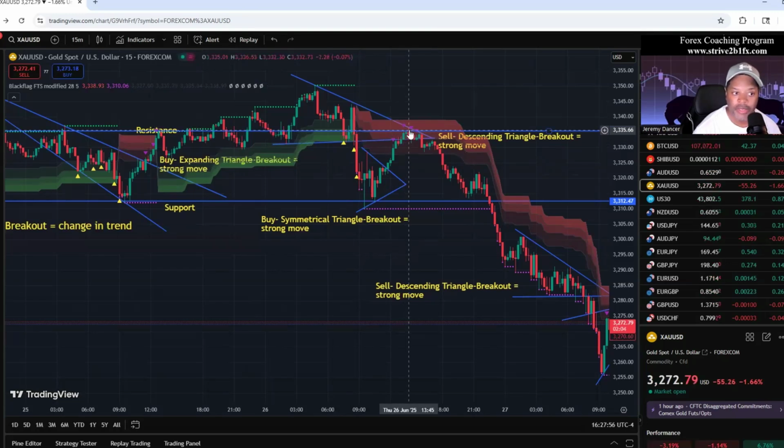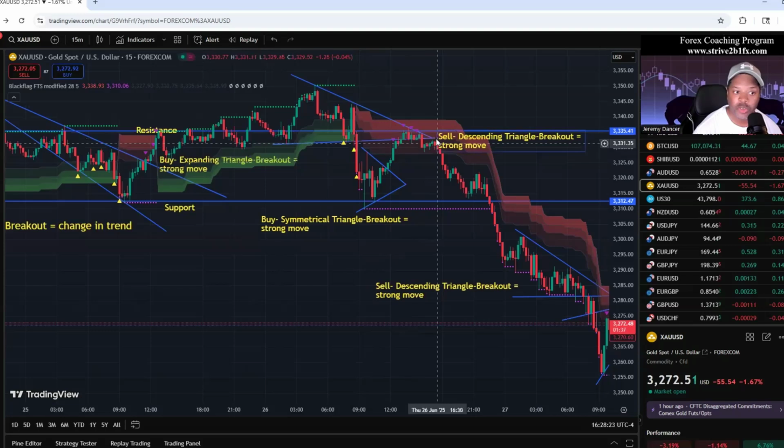So when it went back into the descending triangle, it did not break the area of resistance. So that's how we know this descending triangle is still intact. So in this case, all we're going to do is wait for the breakout to happen. And then right here, we see the breakout happen. And it made another very strong move.